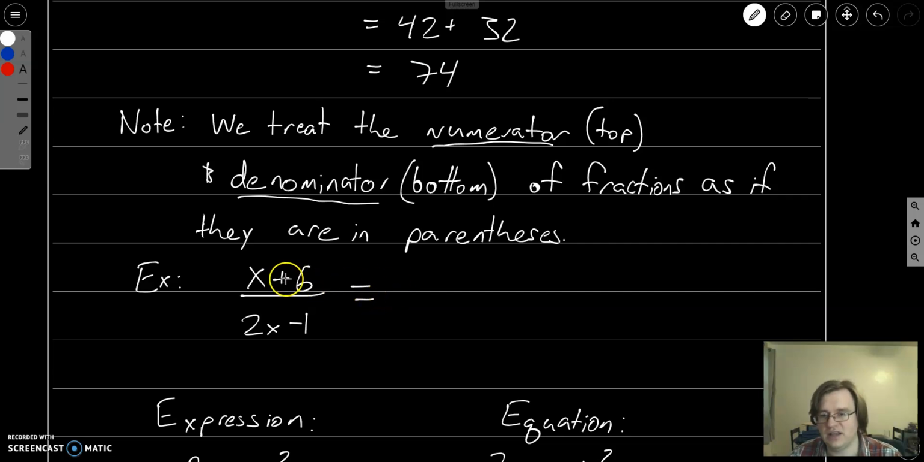So in our head, when I see x plus 6 divided by 2x minus 1, what I think is that, oh, I've got x plus 6 as one number on top, so I can put that in parentheses. And I'm going to divide that by one number, which is going to be whatever 2x minus 1 is. So 2x minus 1 being one number, I'll put that in parentheses to make sure it's just one number.